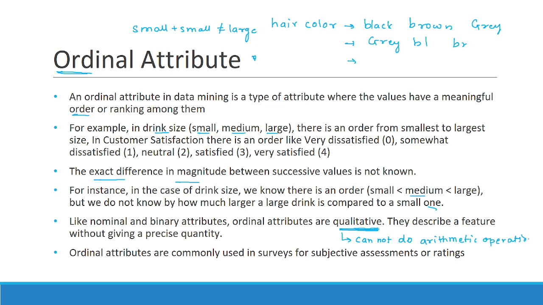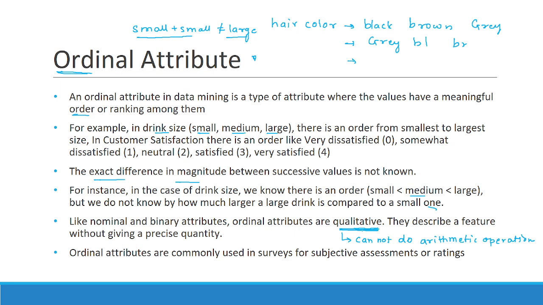Arithmetic operations means you cannot perform addition, subtraction, multiplication, division on it, or it will not give you any valuable result. Like I have given you example, you cannot say small plus small is equal to large. There is no meaning of adding two small. You can only say small is less than medium, medium is less than large. That is the only order you know, right? Which is fixed.